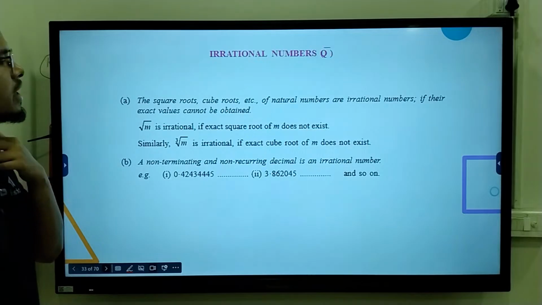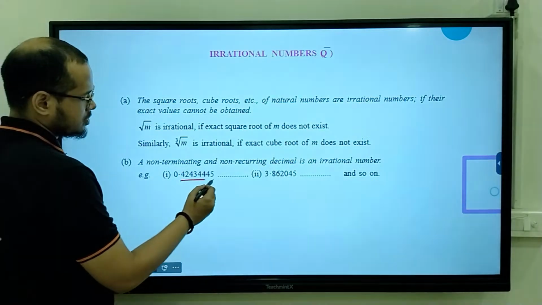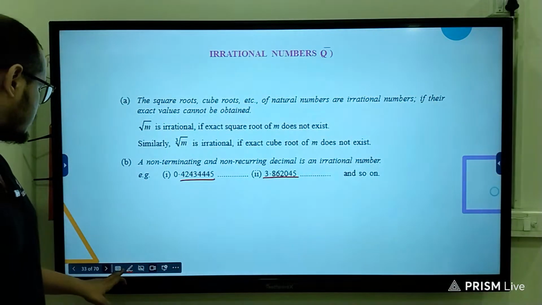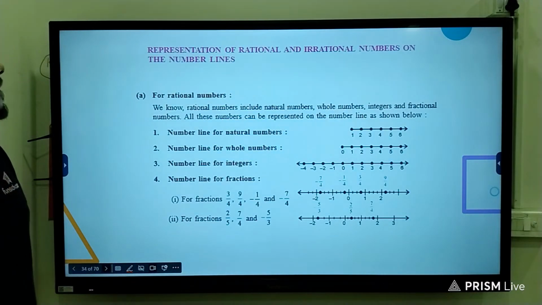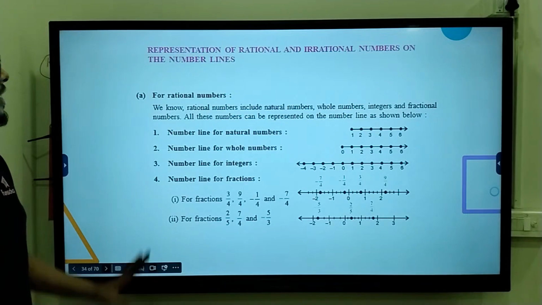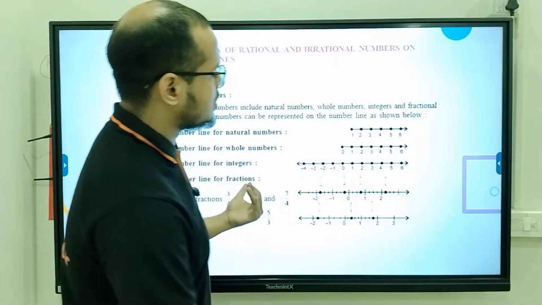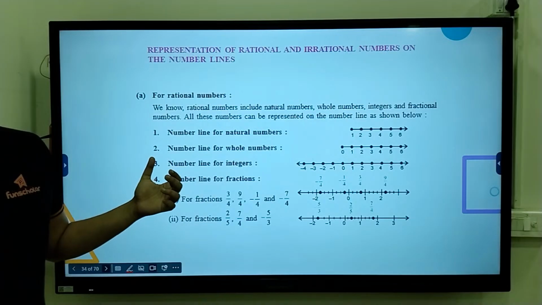Now comes irrational numbers. We are already familiar with this concept because we watched the video and understood what irrational numbers are. Now, representation of rational and irrational numbers on number lines. This is a fresh new concept. We will not be going forward with this particular concept today in class.